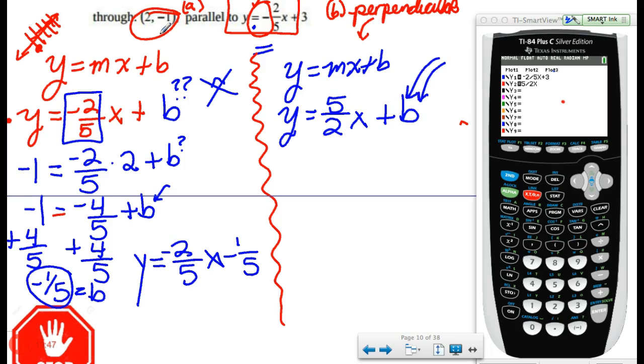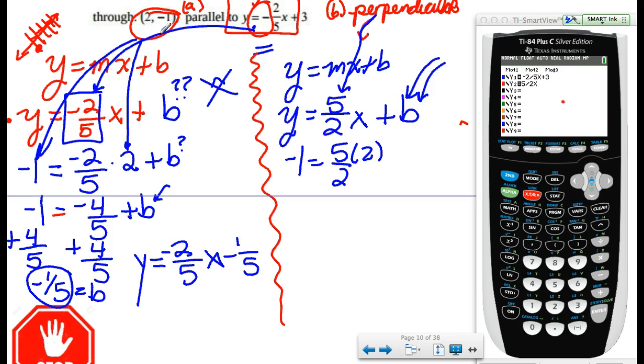So here's the process again. If you're running parallel, you steal the slope and plug the point in and solve for b. If you're running perpendicular, you do the negative reciprocal of the slope, plug the point in, y is negative 1 when x is 2, and then I solve for b.